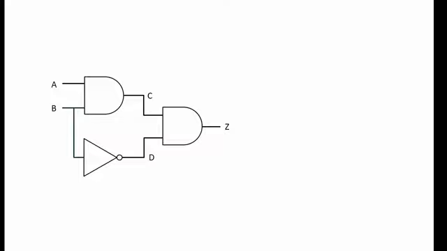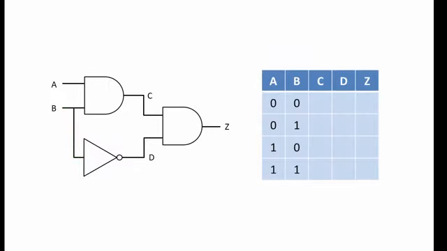OK, before tackling this one, notice that input B has been split. Input B is feeding the top AND gate and the NOT gate. Because we've only got 2 inputs, we're only going to need 4 rows in the truth table.